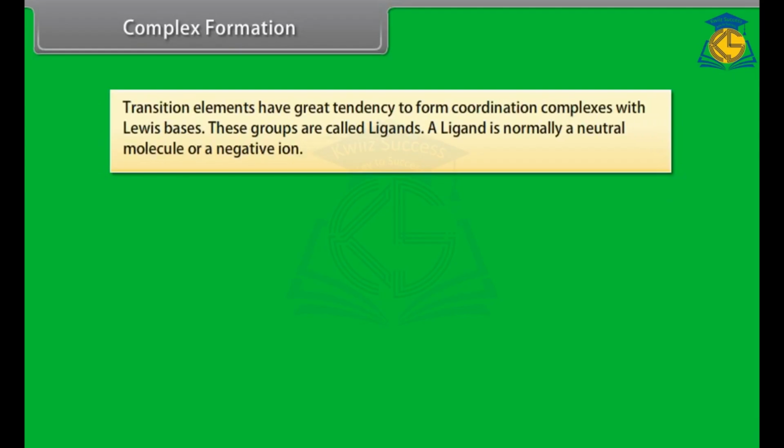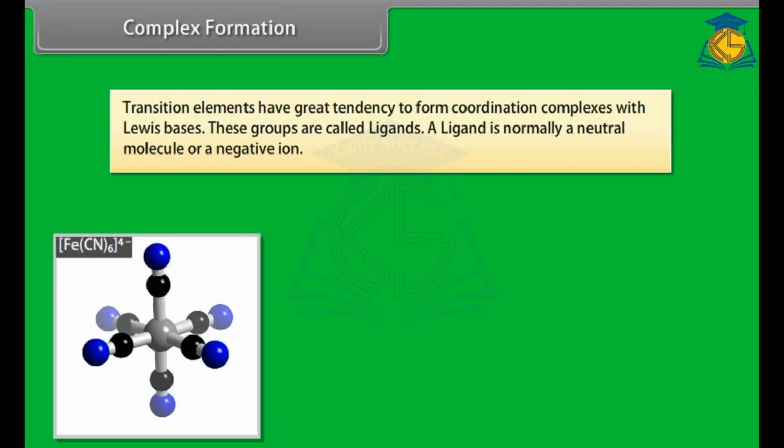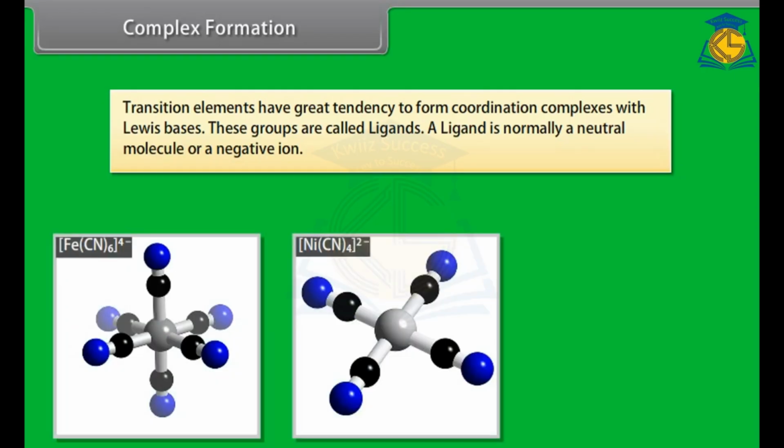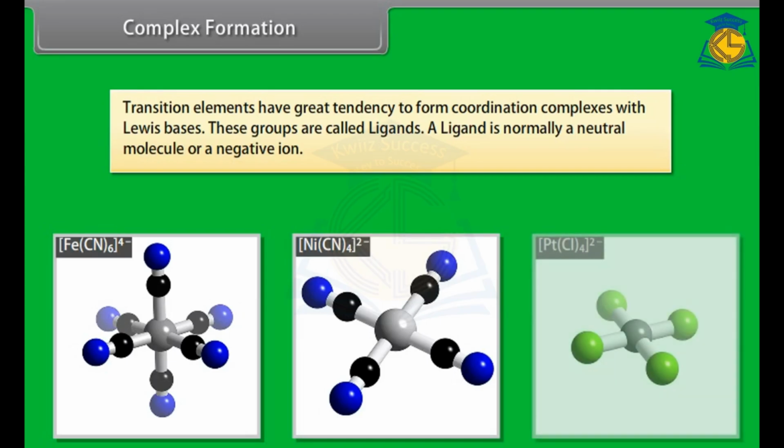Complex formation. Transition elements have a great tendency to form coordination complexes with Lewis bases. These groups are called ligands. A ligand is normally a neutral molecule or a negative ion. For example, Fe(CN)6 4-, Ni(CN)4 2-, and PtCl4 2-.